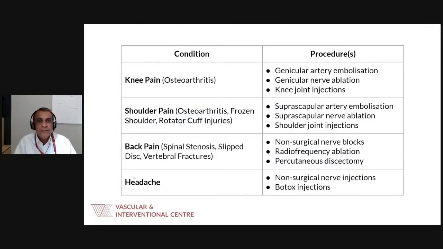At Vascular Interventional Center, we have now started offering a lot of newer treatments for pain, which are complementary to medication and physical therapy, and which help prevent open surgery, which used to be the last resort if the medication or physiotherapy failed to address the pain. I'm going to talk one by one about each of these conditions, and as you can see in the overview on the chart, what different treatments we offer, and I will elaborate on them as we go along.